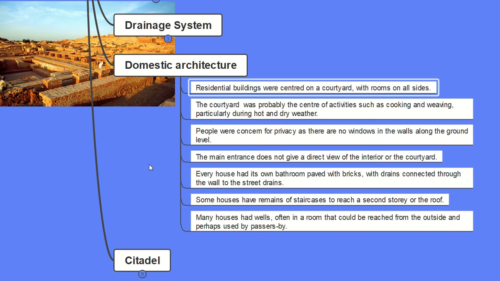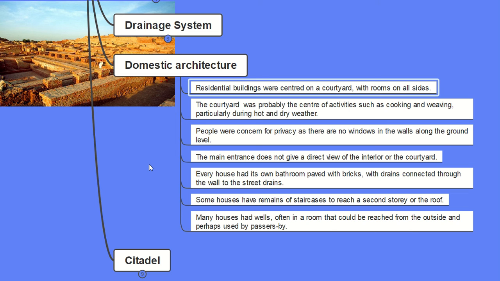And many houses have their own wells. Now these wells are not within the reach of the house; they are in a separate area where outsiders can also come and use them. They are in a separate room which could be reached from outside as well, but they are not open towards the inner area of the house. So overall we can understand that a residential house was given topmost importance to preserve the privacy, safety and security of women who stayed in the house during that period.